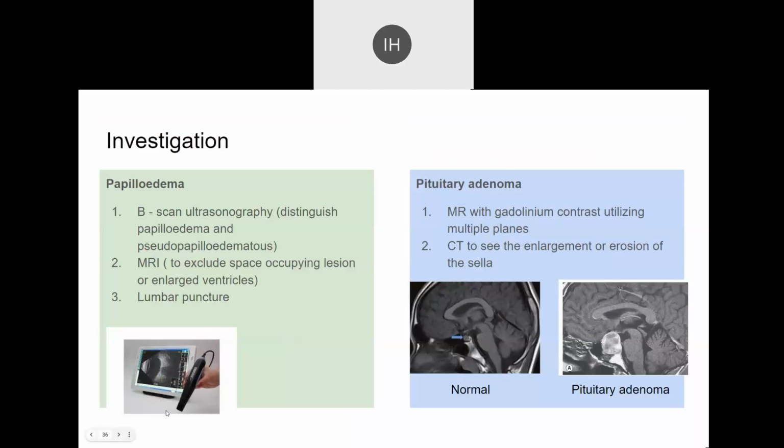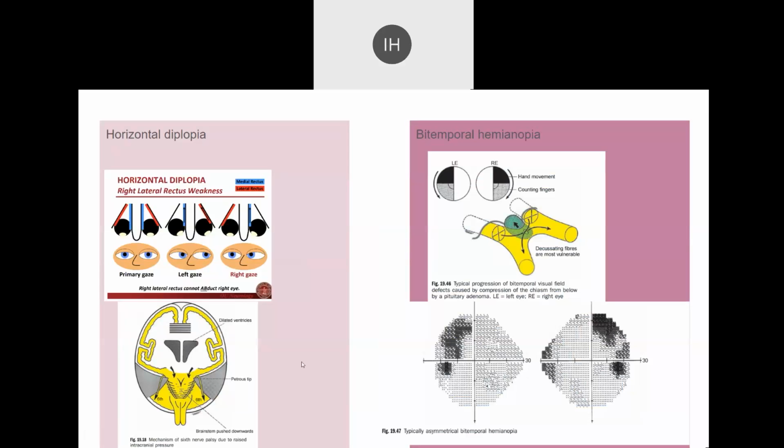And the next slide, bitemporal hemianopia. You can do the confrontation test. In the clinic itself, let's say you are in a health clinic, you can elicit it with the confrontation test. You all know how to do the confrontation test, right? Not sure, because never done it? Oh, never done a confrontation test? Never mind, in the clinic you will learn later. Next slide.